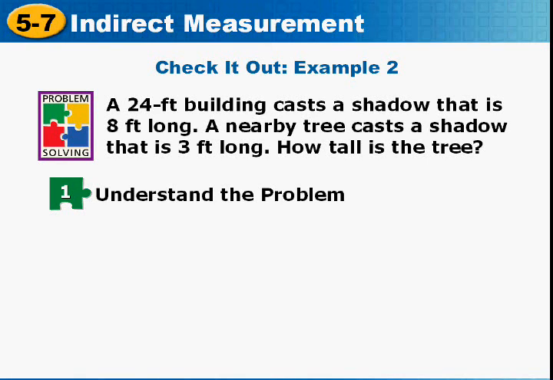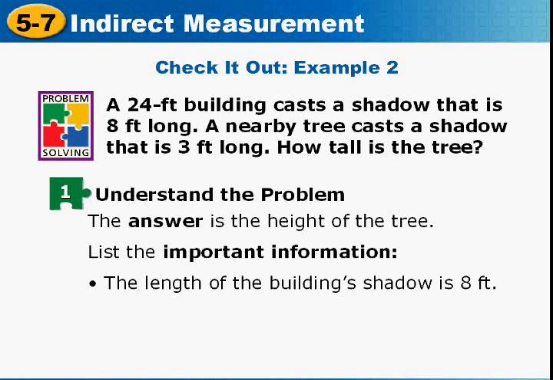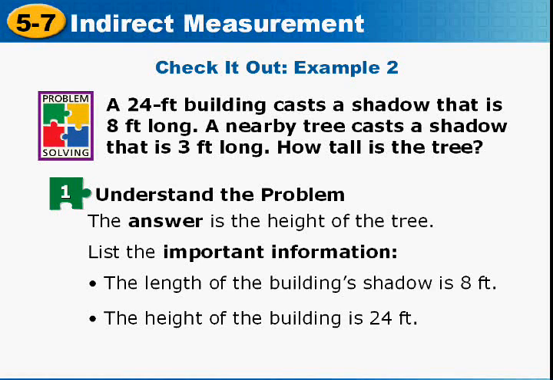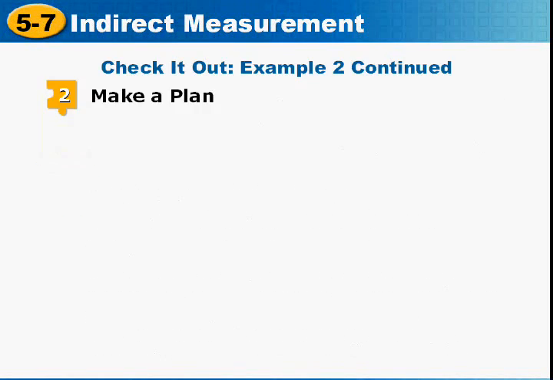First, you need to understand the problem. The answer is the height of the tree. We got that from the question. How tall is the tree? First, we're going to list important info. The length of the building's shadow is 8 feet long. The height of the building is 24 feet. The length of the tree's shadow is 3 feet. Let's make a plan with that information.